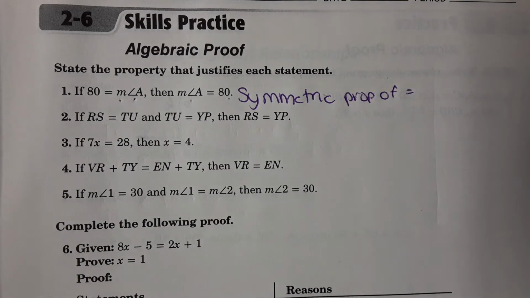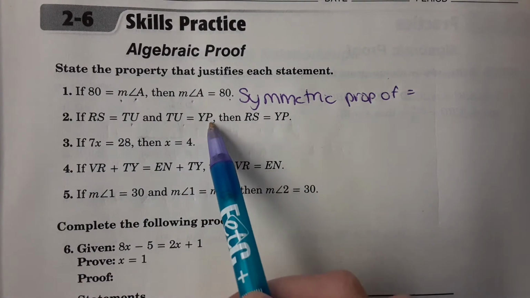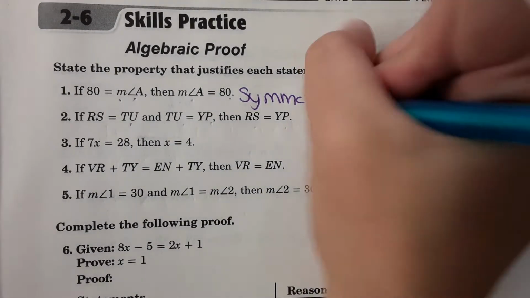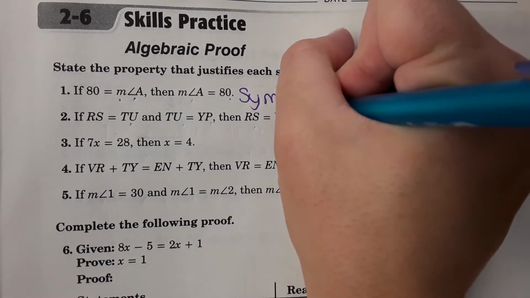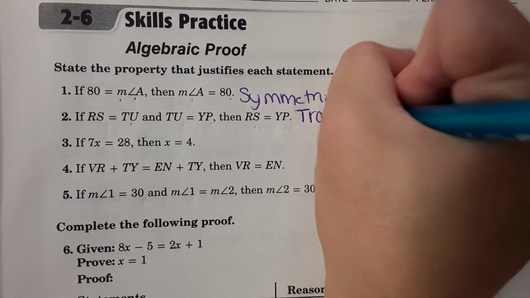Then number 2, RS equals TU and TU equals YP, then RS must equal YP. Do you remember what that one was? Somebody said it. I think it was Billy. Did you say it? Transitive. Transitive property.